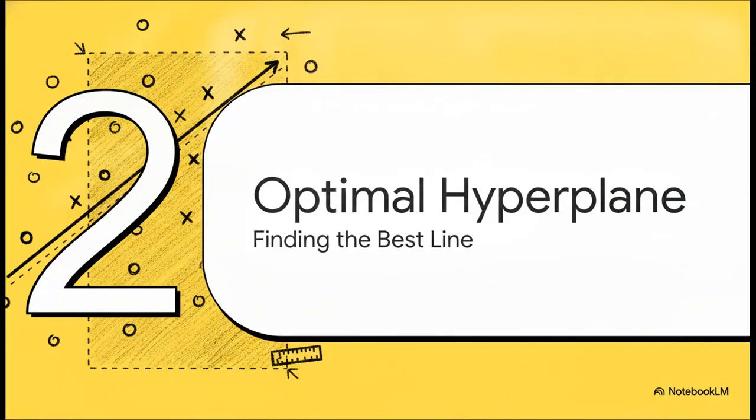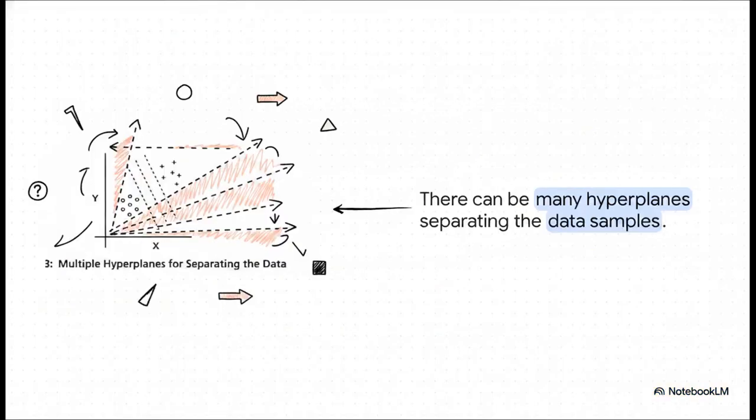Moving on to Section 2, finding the optimal hyperplane, or basically, finding the best line. Okay, imagine a scatter plot with two distinct groups of data points, right? Let's say circles and crosses. A hyperplane is simply the line, or if we're in higher dimensions, a flat plane that divides our input space. But here's the catch. If we want to separate the circles from the crosses, there are infinite ways to draw a separating line. I mean, you could tilt it a little to the left, maybe a little to the right, or shift the whole thing up.